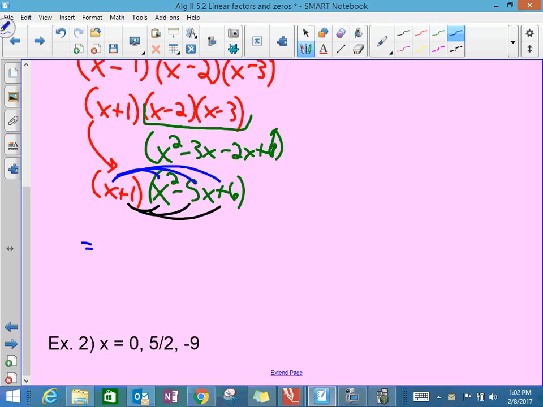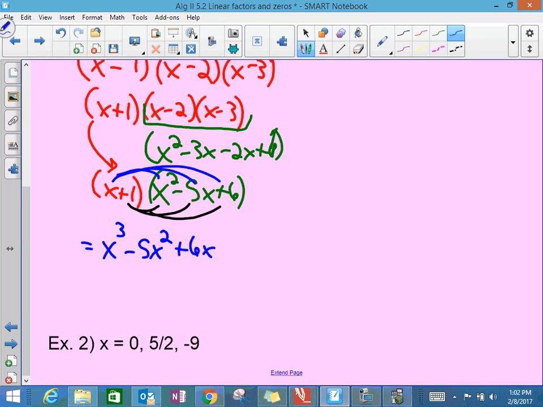So x times x squared is x to the third. X times minus 5x is negative 5x squared. X times 6 is 6x. Now, here's the tricky part. We're going to keep going. We're going to make a really long equation and distribute that 1. So 1 times x squared is plus 1x squared. 1 times negative 5x is negative 5x. 1 times 6 is 6.